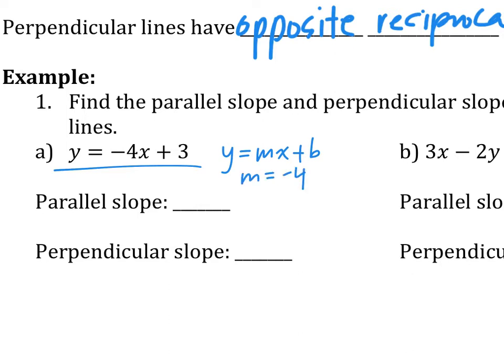So then if it's parallel, then it must also have the same slope. If it's perpendicular, it must have the opposite, which means the opposite sign makes it positive. And then reciprocal means flip that over, so 1/4.